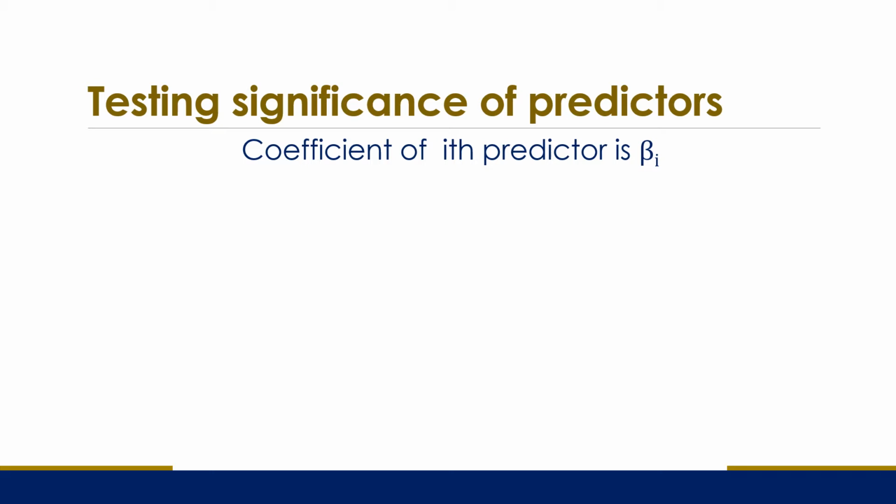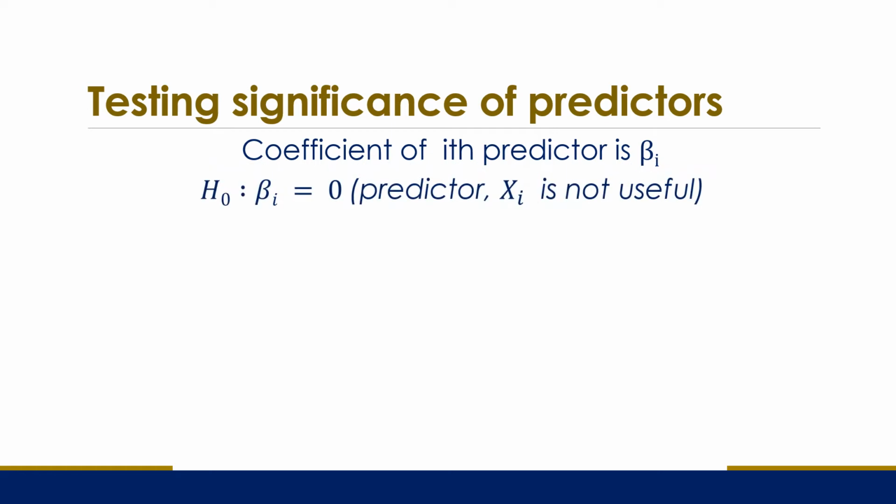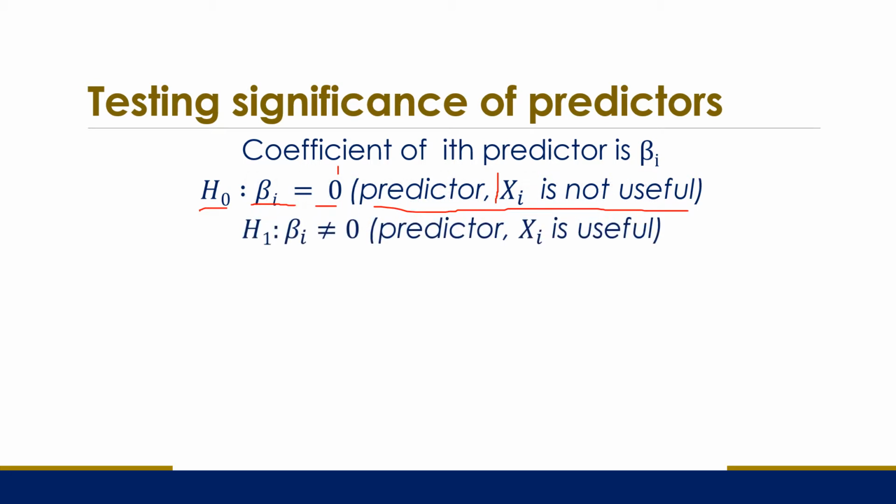Now, the hypothesis that we test is therefore as follows. This one is the null hypothesis that the predictor variable xi is not useful, which means its coefficient is equal to 0. So that when xi changes by 1 unit, there is 0 change in y. Therefore, we can as well do away with xi. The alternative is that the coefficient is not equal to 0, which means predictor xi is useful.